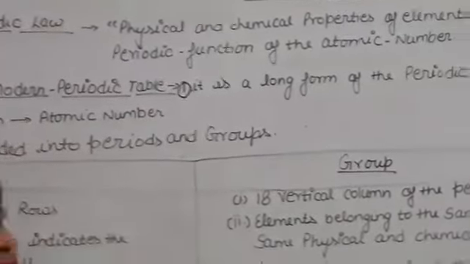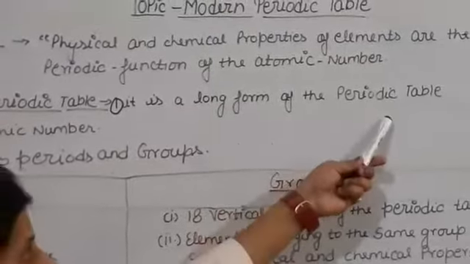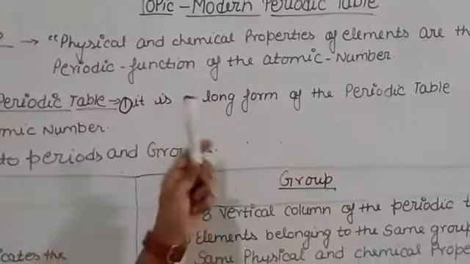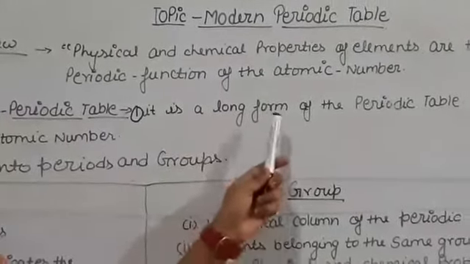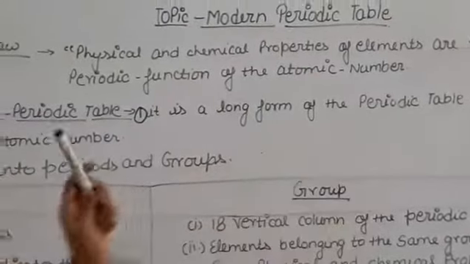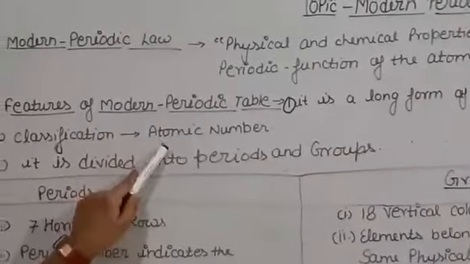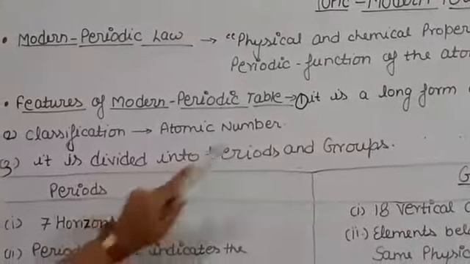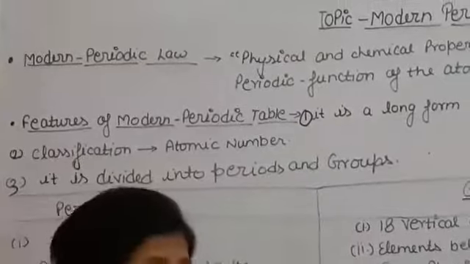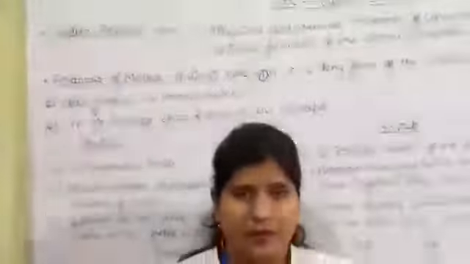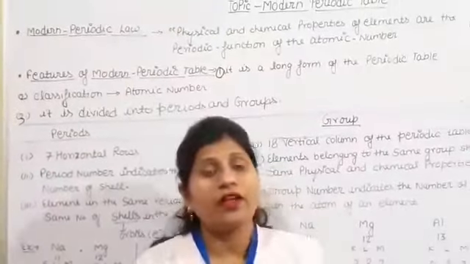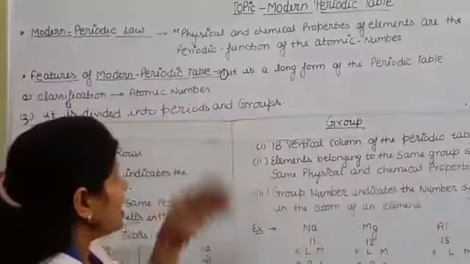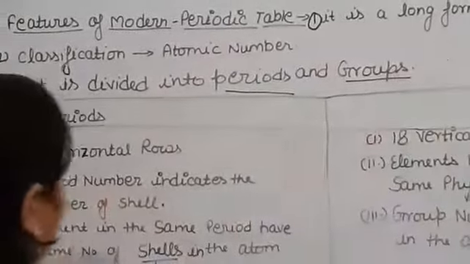Number first, it is a long form of the periodic table. It means till now it is the longest periodic table. Okay. Now the second is, it is based on the atomic number. Okay. Third is, students, if we want to study the periodic table, then we can study it in periods and groups. Okay. Now let's talk about what are periods and what are groups.